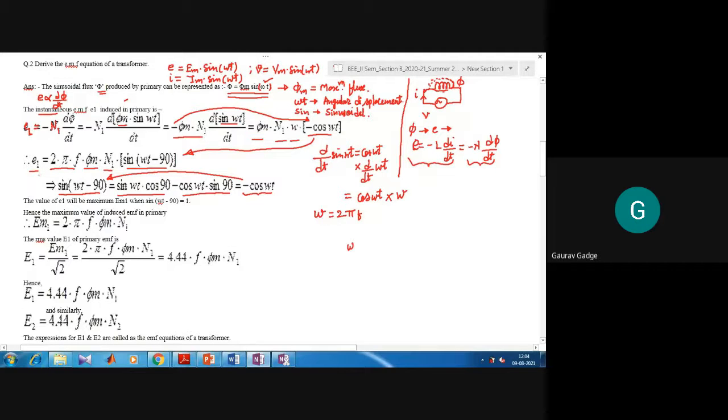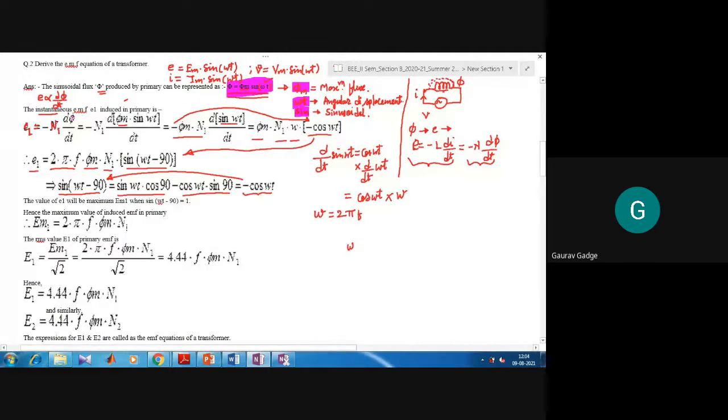अच्छा, हम लोग ने कहां से शुरू किया था? We have started considering flux phi is equal to phi m sin omega t. तो हम लोगों ने यहाँ पर एक्सप्रेशन लिखा हुआ है, phi is equal to phi m sin omega t, that is instantaneous flux की एक्सप्रेशन. अब इस एक्सप्रेशन को अगर मैं एक्सप्लेन करूं तो what I have, phi m is maximum flux, omega t is angular displacement, sine is indicating sinusoidal waveform. So therefore phi is equal to phi m sin omega t is the instantaneous value of flux which is developed in the core.